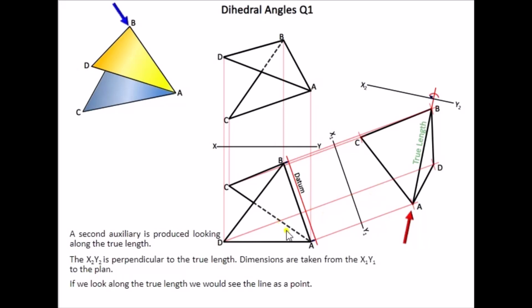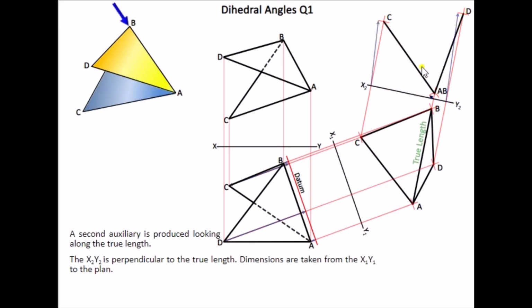So the first point we're marking off is AB. So that's our point AB. We mark off point C and point D, and then we draw our two lines in the second auxiliary, thus giving us our dihedral angle. So this is the dihedral angle between the two lamina surfaces.